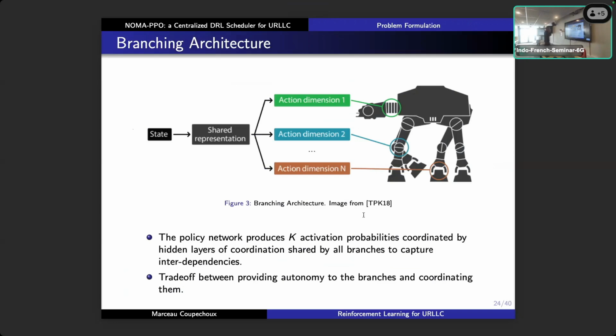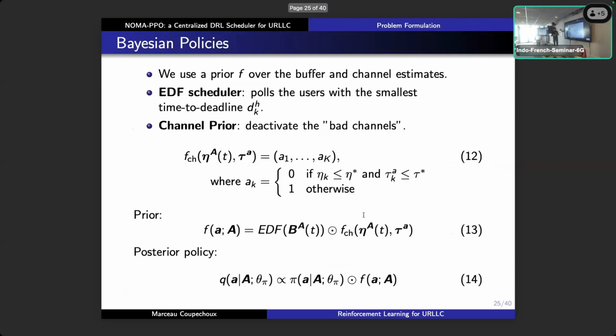This idea does not come from us. We just have adapted it to our case. Without going into the details, there is a trade-off to be found in the architecture between the autonomy of the branches and the fact that we have to coordinate them in a sense. To be short, if you put too many neurons in the branches and not on the coordination, you will lose the coordination, and otherwise you will lose on the complexity side.